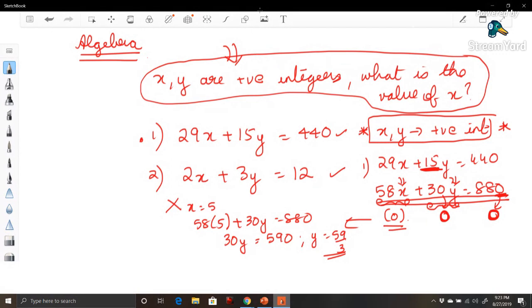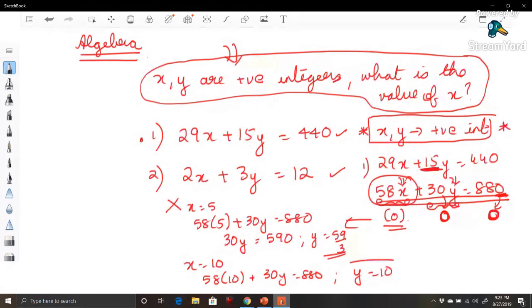So I know x is equal to 5 is definitely not a solution. So the next value that I'm going to plug in for x is a value which ends with 0, right? Which gives me 58x to end with 0. So x is equal to 10. And here you'll realize 58 into 10 plus 30 into y is 880 basically means 30y is 300. So y will also be equal to 10. So you see x is 10 and y is equal to 10 is definitely a possibility to satisfy this equation. So what do I need now? I need confirmation that that is the only possibility to work with.